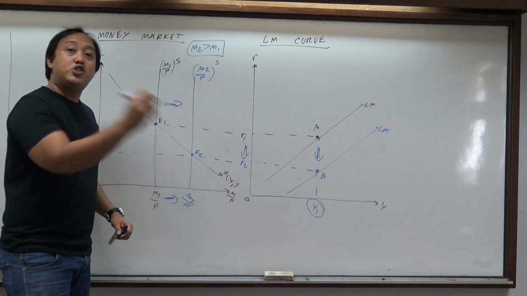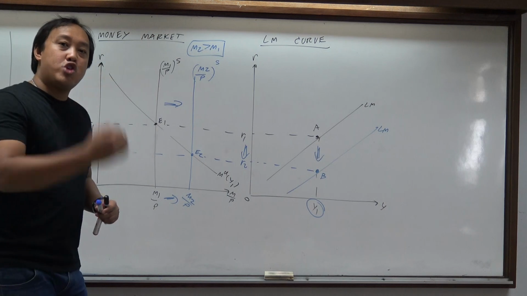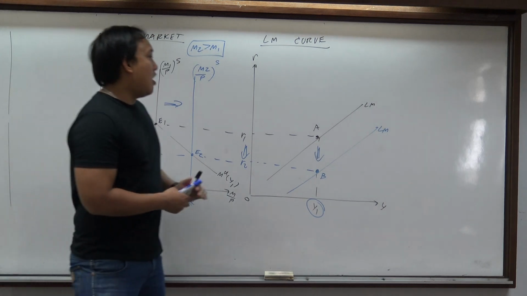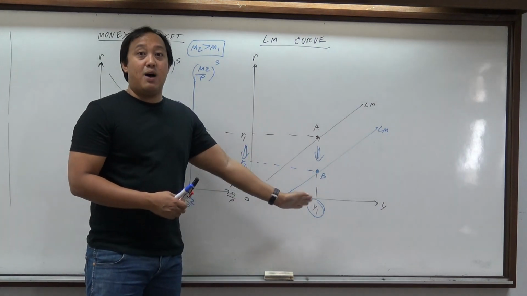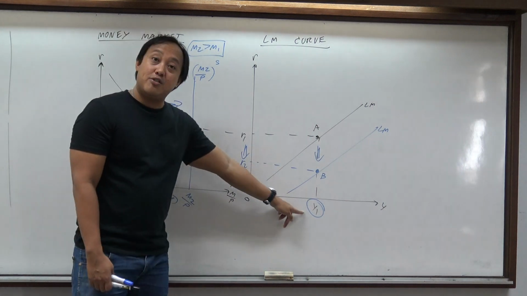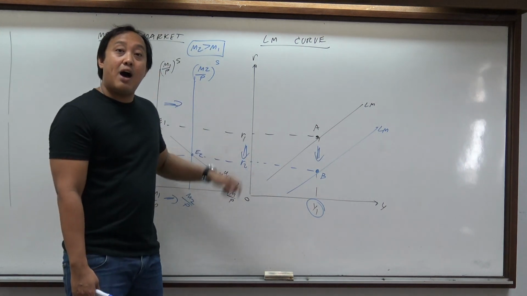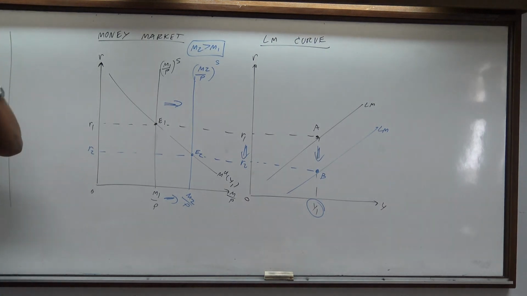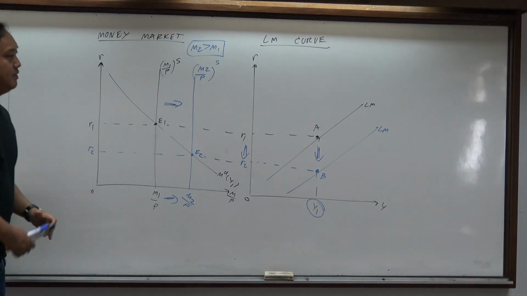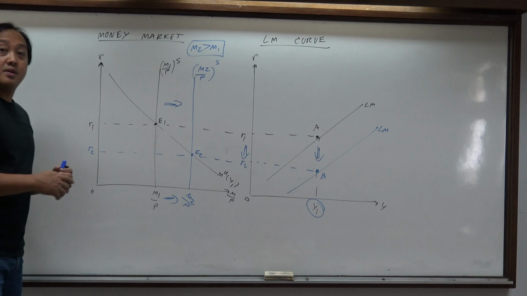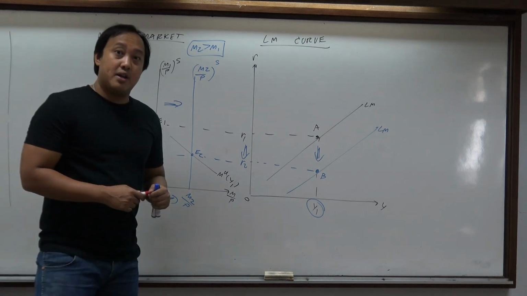If the central bank injects more money into the economy, the real interest rate drops. This is the case of the LM curve shifting down, because GDP is still the same but the real interest rate goes down, R1 to R2. Okay, so far so good.